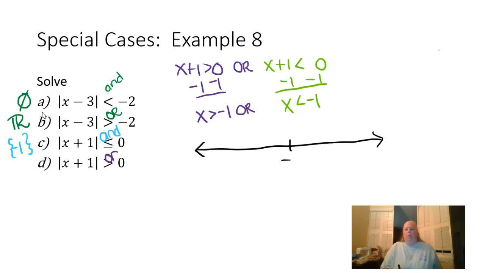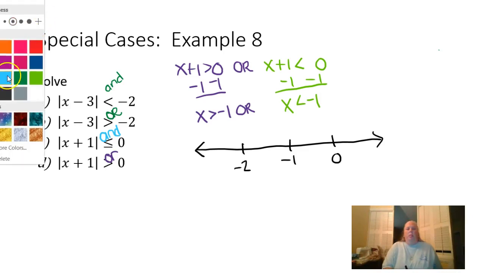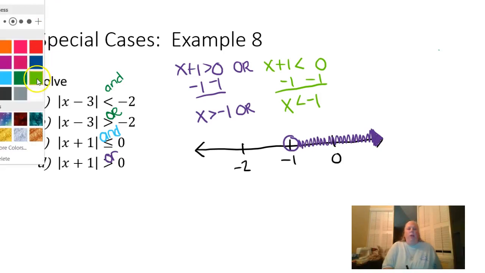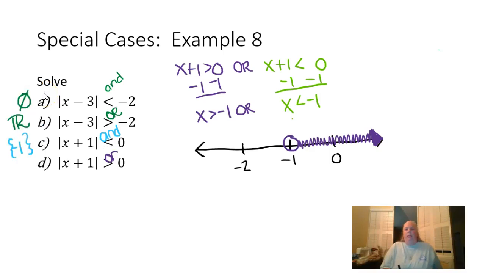We can put our -1 right here, a -2 back here, and a 0 over here. The purple graph will have a circle over -1, and then we'll shade everything to the right, like this. The green graph will have a circle over the -1, and we'll shade everything to the left.